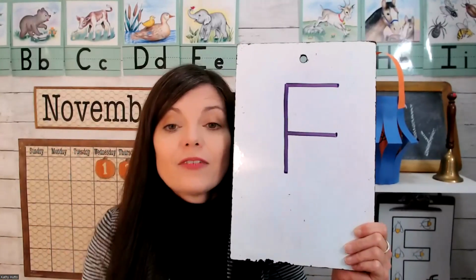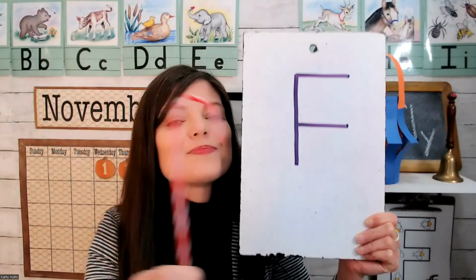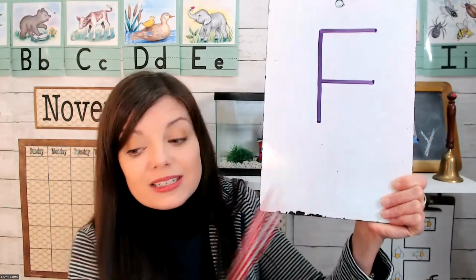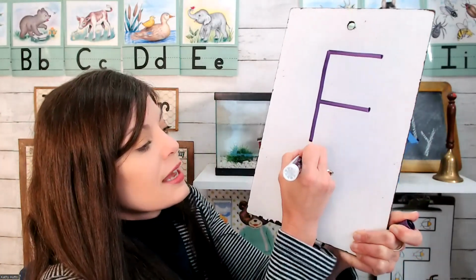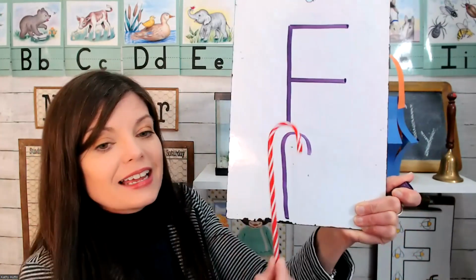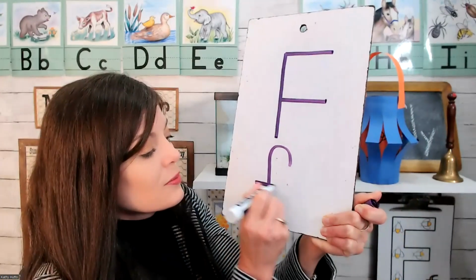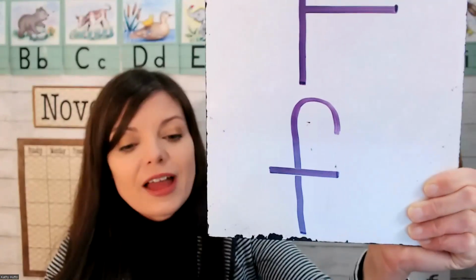Now, little letter F looks like a candy cane. Do you like candy canes? I love candy canes. Well, little F looks like one. Let me show you how to draw a candy cane. You're just going to curve around and then straight down. See, it does look like a candy cane. Now we're going to make a line across the middle. Now we turned our candy cane into the little letter F.